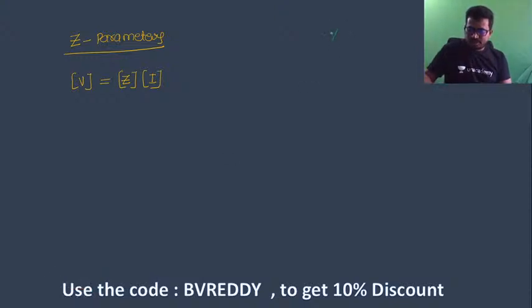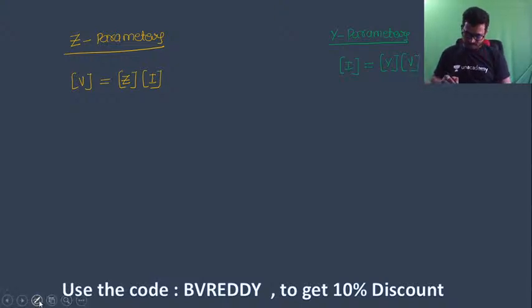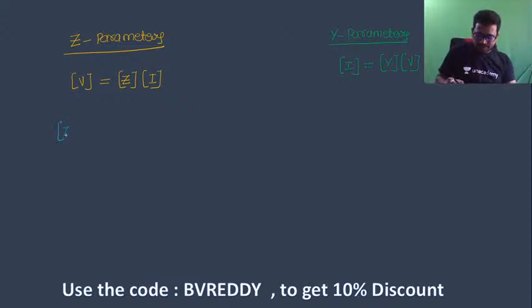In the case of Y parameters, the I matrix is nothing but the Y matrix into the V matrix. Look at this now. This is my V equation. Like a matrix operation, if I multiply with Z inverse, we are doing a pre-multiplication. This is Z inverse into Z and into I.